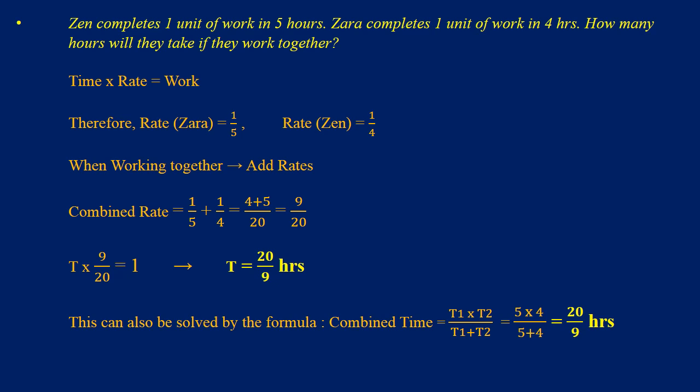Another way of solving this could be to avoid fractions. So we can solve this by taking the LCM of 5 and 4, which is 20. To understand this concept of LCM well, we will move to the next slide.